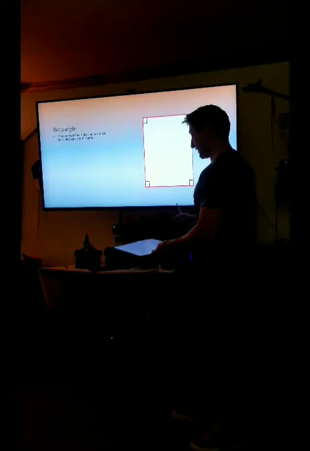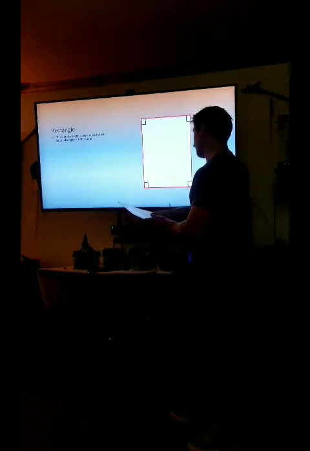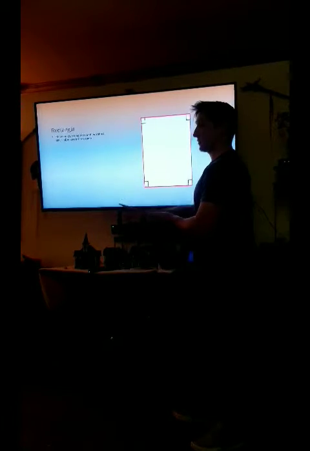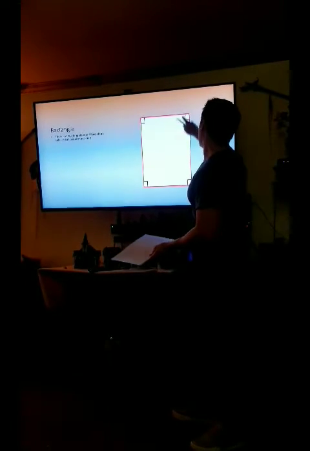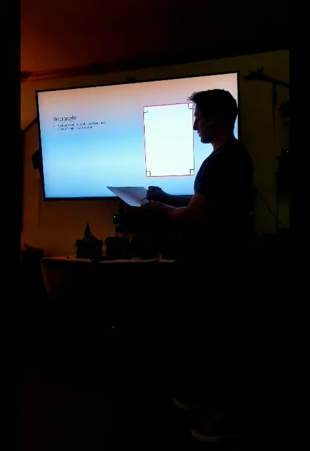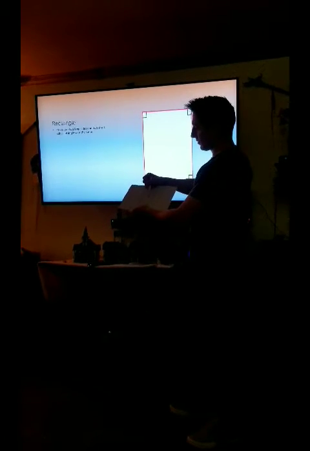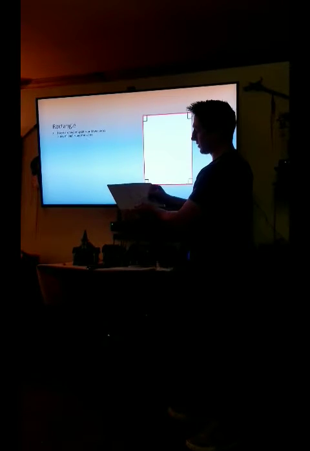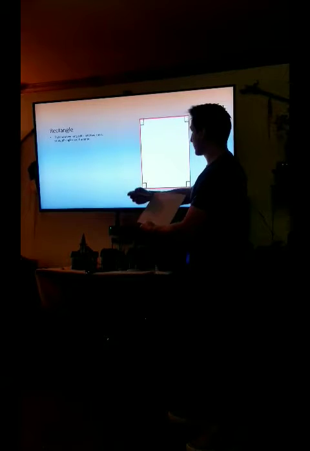Here we have the rectangle. So the rectangle is a little different than the square. All 4 angles are equal, but the sides, 2 sides are longer, and the 2 sides are shorter. But these sides are parallel, and these sides are parallel.